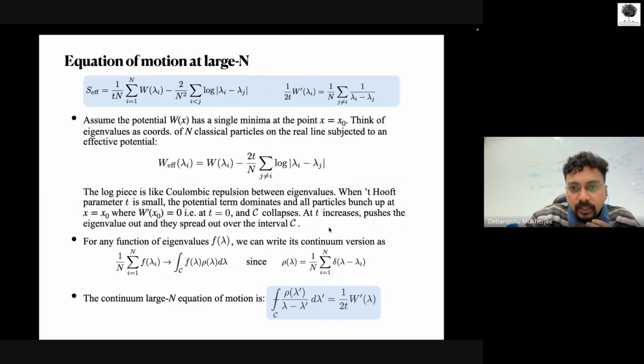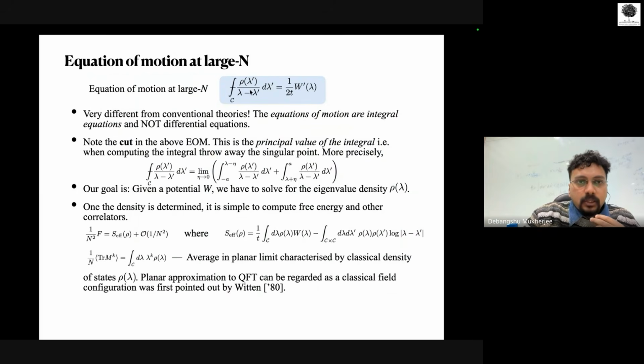Are there any more questions? Okay. So this is the equation of motion at large n, and this is the cut integral. Curly C, always remember, is the finite sized interval over which my eigenvalues are distributed. So the cut in this equation of motion is the principal value of the integral. So what this means mathematically is precisely what Akhil was asking.